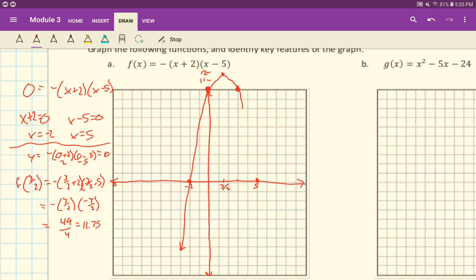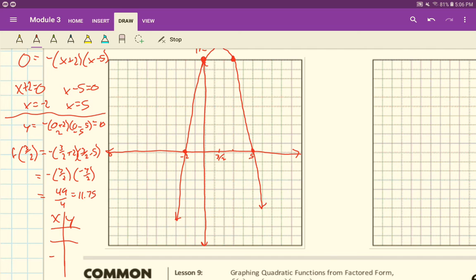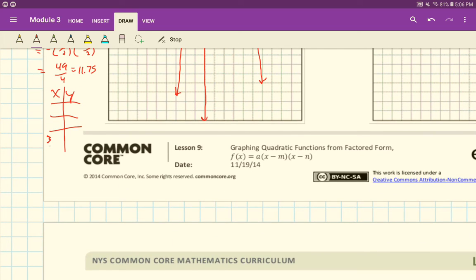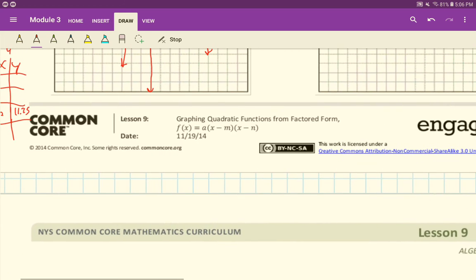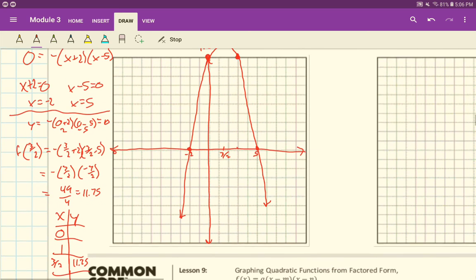Okay. If you ever get stuck and you need to find some more points, you can always create a little XY chart. Just pick some X values here, plug them in, and then get your matching Y values. Typically I have my students put the vertex in the center, so in this case it was 3 halves, comma 11.75, and then I have them pick 2 points before that, like 1 and then 0, and then 2 points after, like 2 and then 3, and plug those in and get the matching Y values too.